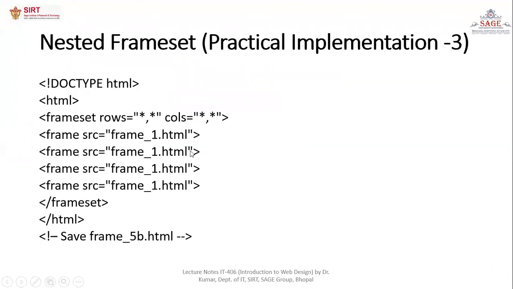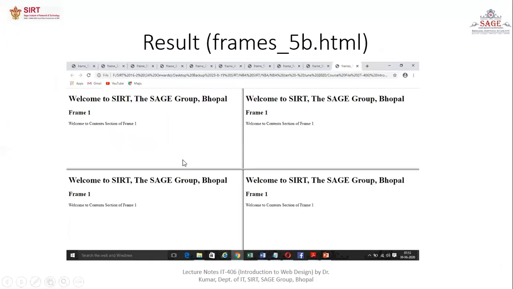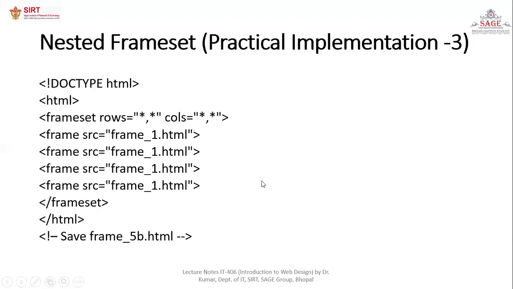Now we will take one more example. In this example, first I will show the result. Now see, this is the example. Inside this example, I am dividing this into four: two columns, and each column is divided into two rows. So what is the coding? Here you can see the frameset rows="*,*" cols="*,*". This is another way of writing the coding.